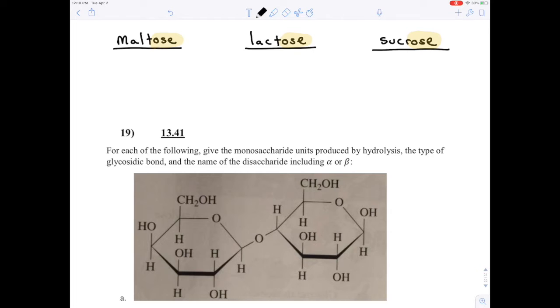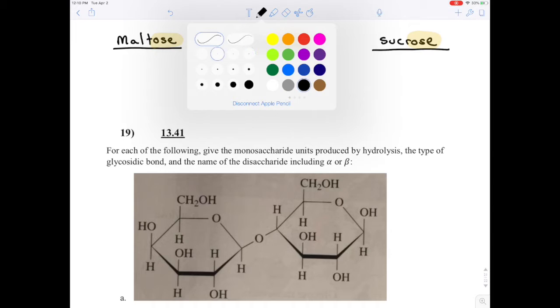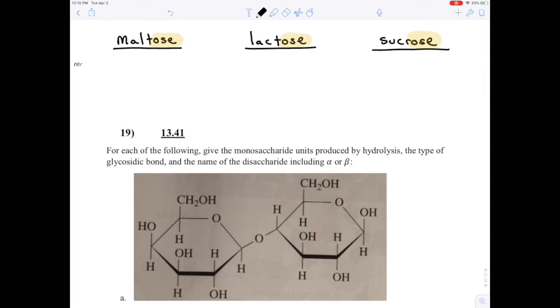And there are a few things you want to know about each of these. First, you want to know what monosaccharides these are made up of. Because these are all disaccharides, they're going to be made up of 2 monosaccharides. The other thing you want to know is what type of bond is holding the 2 monosaccharides together. That is called the glycosidic bond.